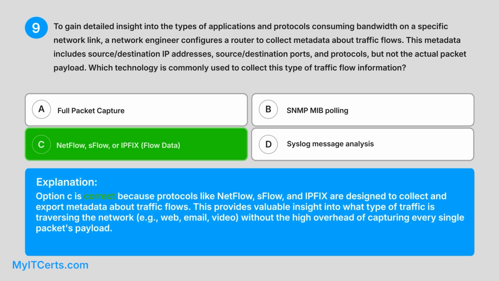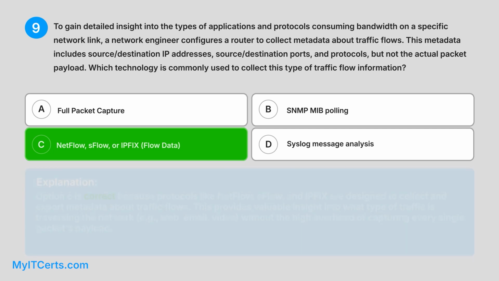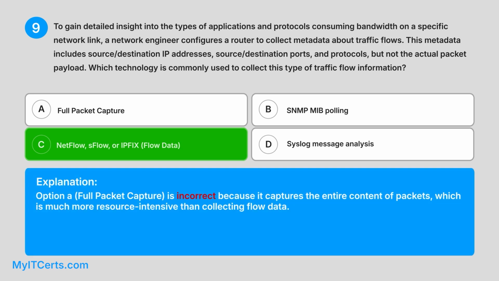Explanation. Option C is correct because protocols like NetFlow, sFlow, and IPFIX are designed to collect and export metadata about traffic flows. This provides valuable insight into what type of traffic is traversing the network, for example, web, email, video, without the high overhead of capturing every single packet's payload. Option A, full packet capture, is incorrect because it captures the entire content of packets, which is much more resource-intensive than collecting flow data.